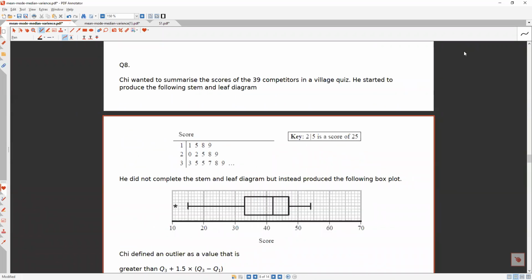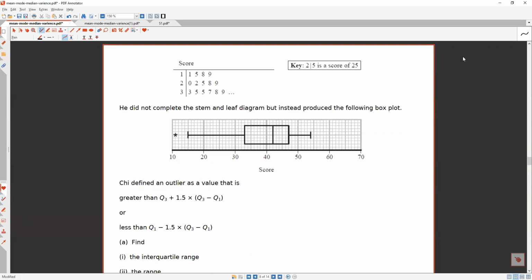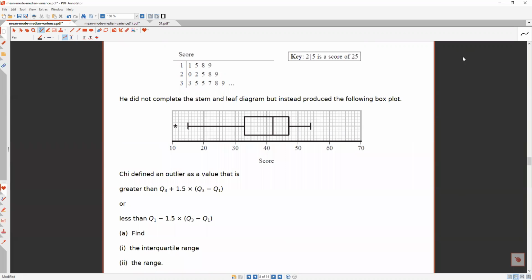So Chi wanted to summarize the scores of 39 competitors in a village quiz. He started to produce the following stem and leaf diagram. Fine. He did not complete the stem and leaf diagram, but instead produced the following box plot. Fine. She defined an outlier. We got those. Find the interquartile range and the range.